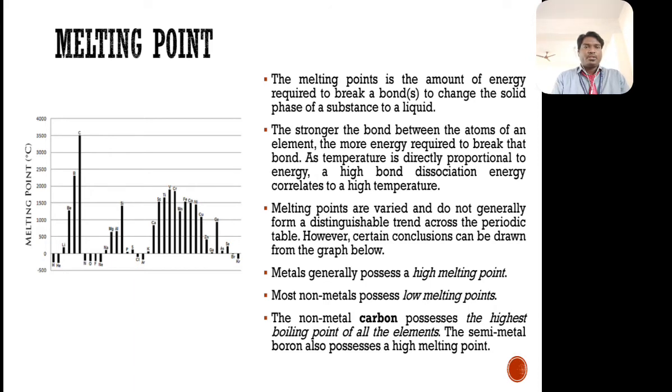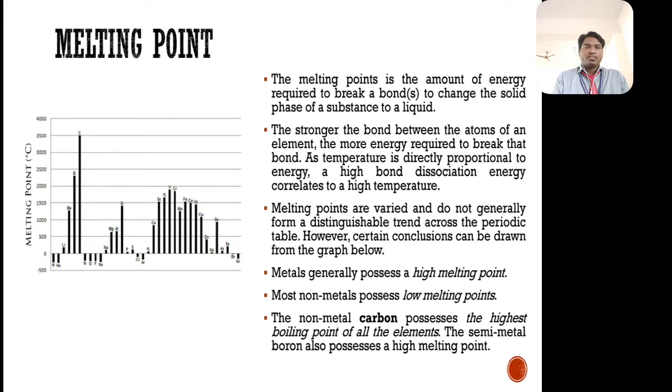The stronger the bond between atoms of elements, the more energy is required to break that bond, as temperature is directly proportional to energy. A high bond dissociation energy correlates to high temperature. Melting points are varied and do not generally form a distinguishable trend across the periodic table; however, certain conclusions can be drawn from a graph.